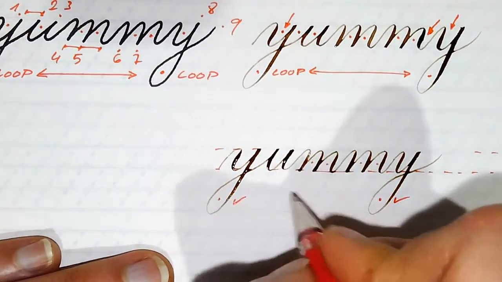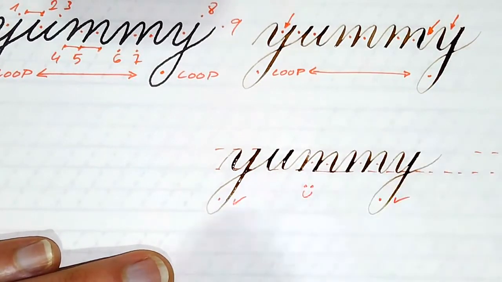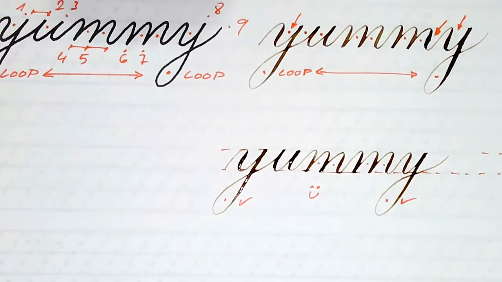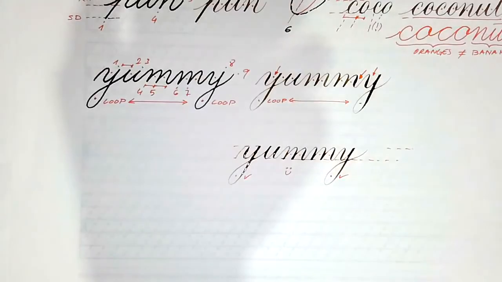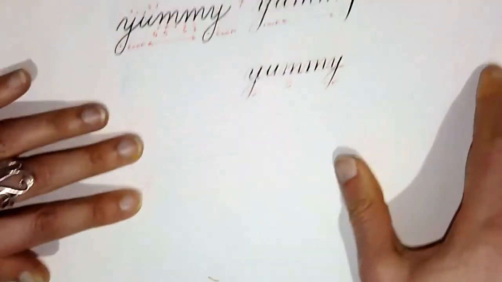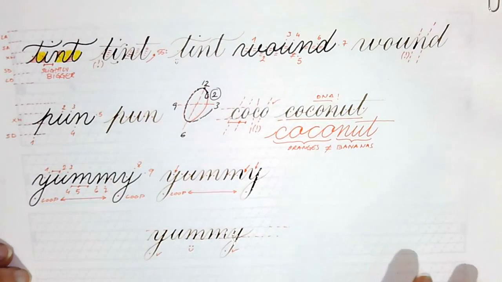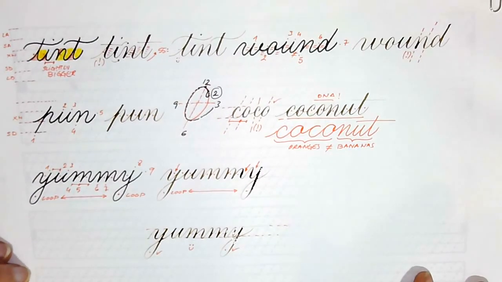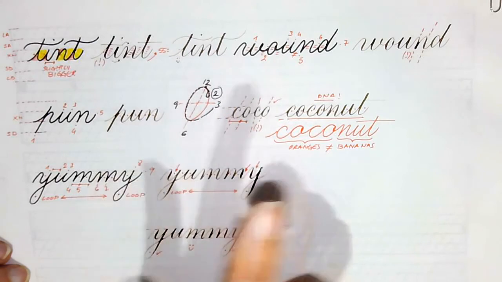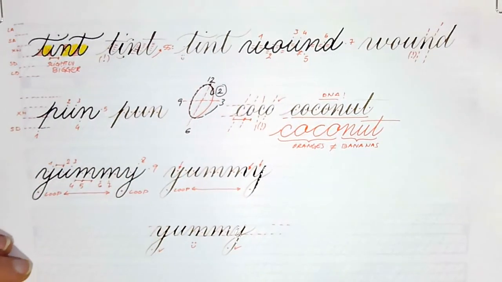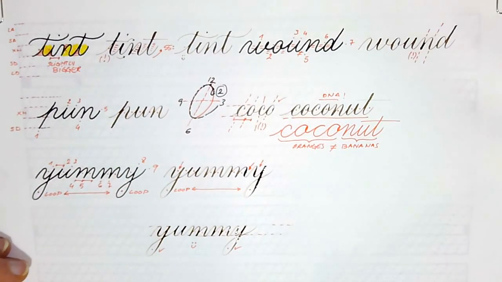Okay, so, let's go outside. And this is what we have for today. Tint, wound, pan, coconut, and yummy. Five more words with the letter forms I explained in the first three videos of this introduction to copperplate calligraphy for beginners.